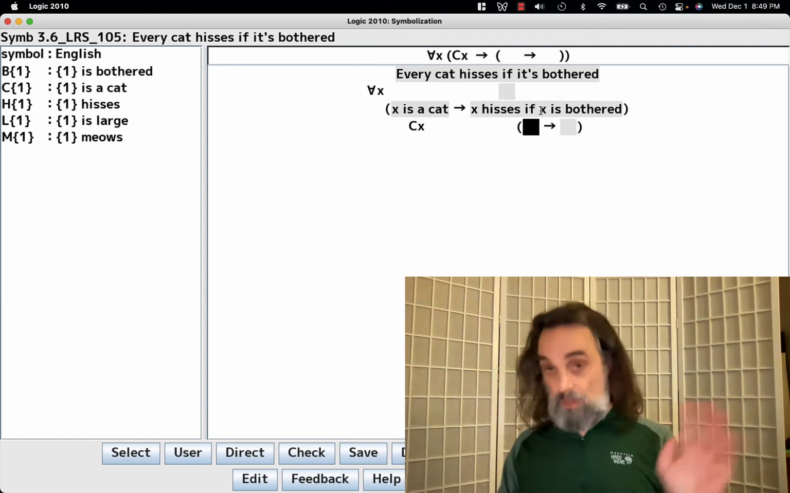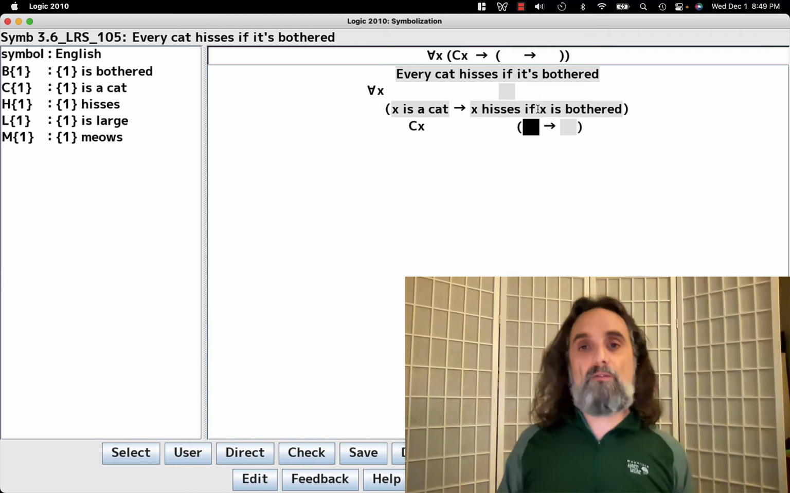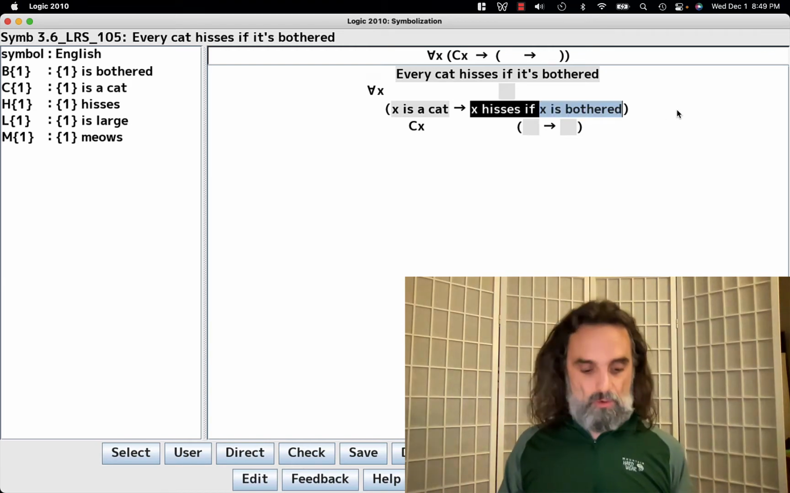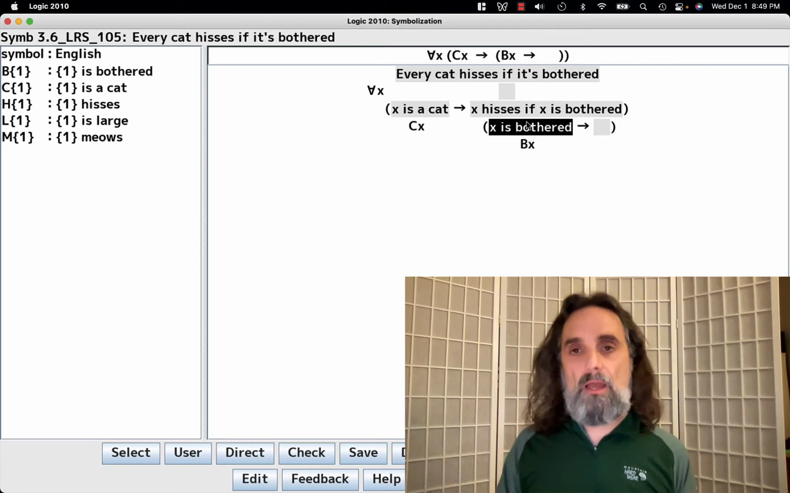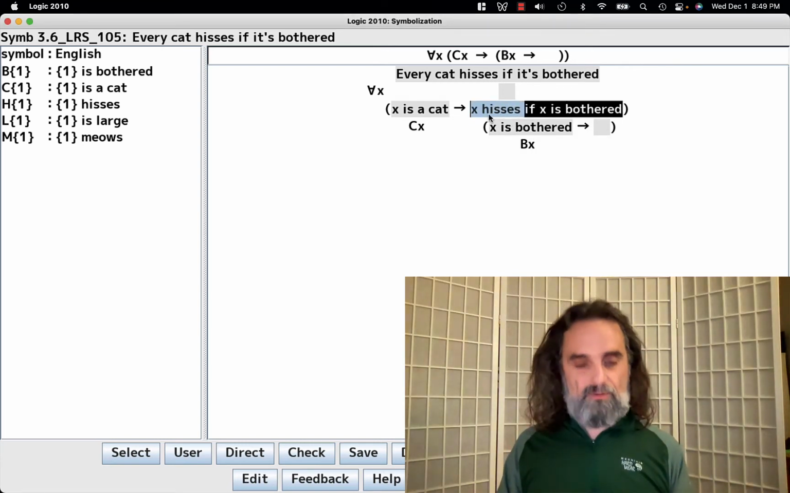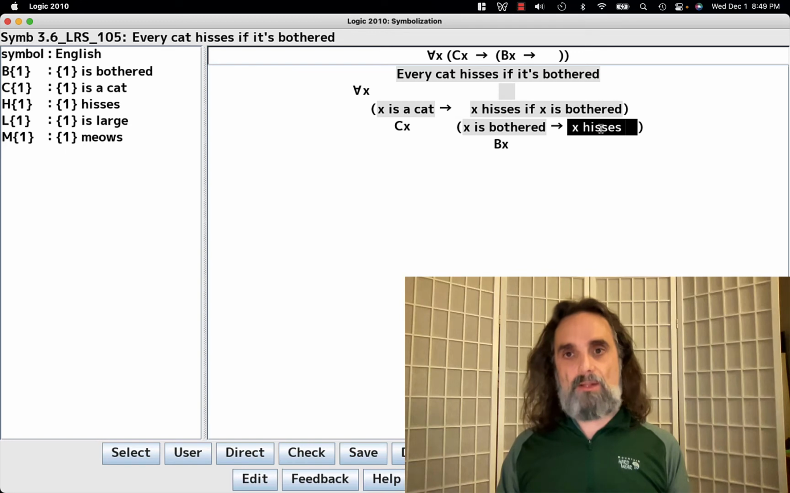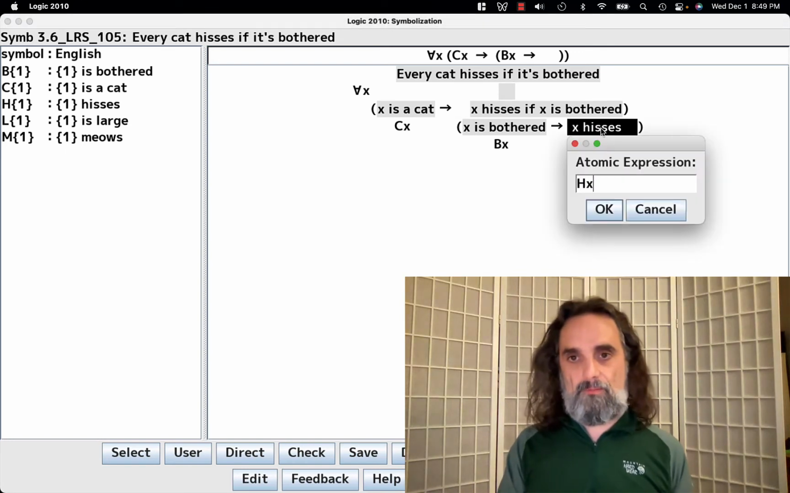Now let's think about how we symbolize conditionals. Whatever comes after the if is the antecedent. So x is bothered is the antecedent, and that's Bx. And then x hisses, that's the leftover, so that's the consequent. And so we have Hx.